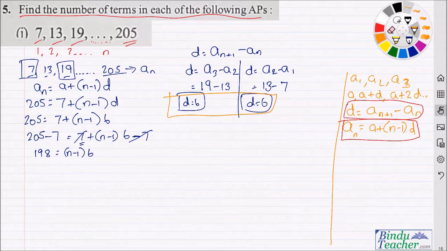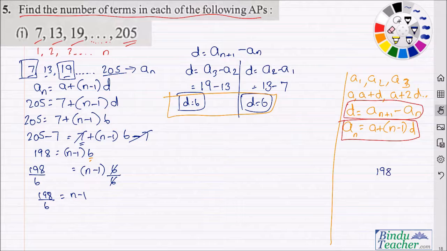So here again I will remove 6. So how do I do that? I'll say 198 equal to n minus 1 into 6, divide by 6. I'll do the same division here also, right? So now 6 and 6 cancel out each other. We get 198 by 6 equals n minus 1. Now let's try and divide 198 by 6. I'm not sure if it's divisible, so I'm going to find out.